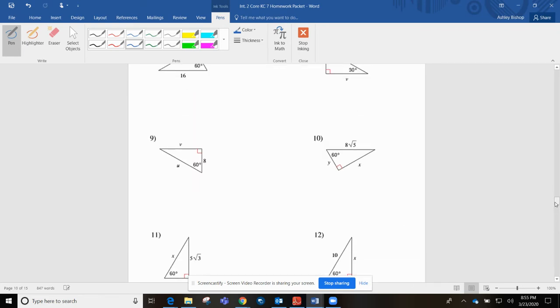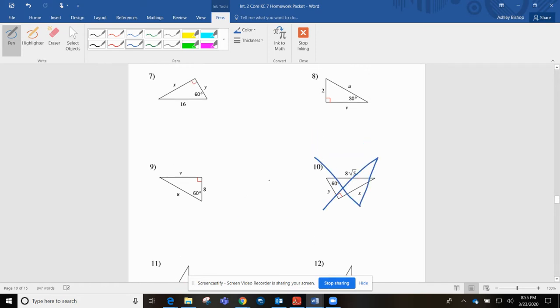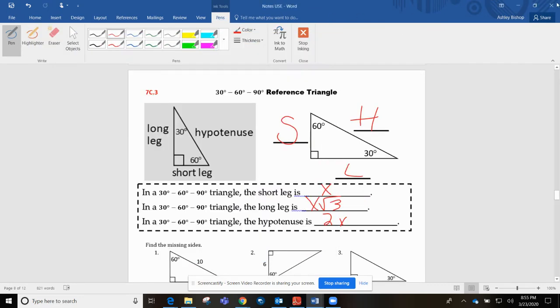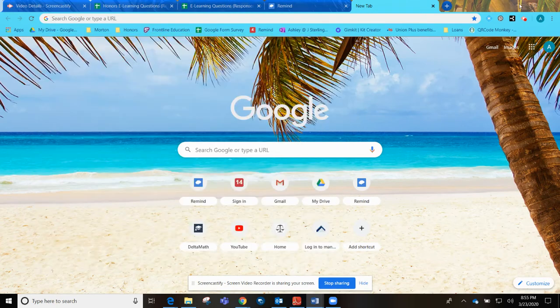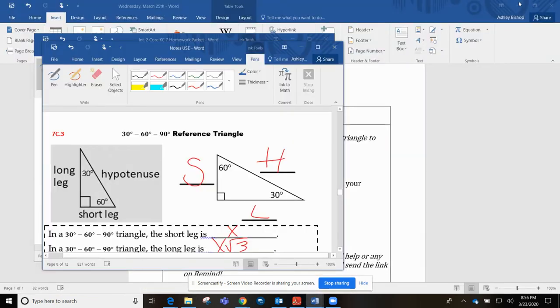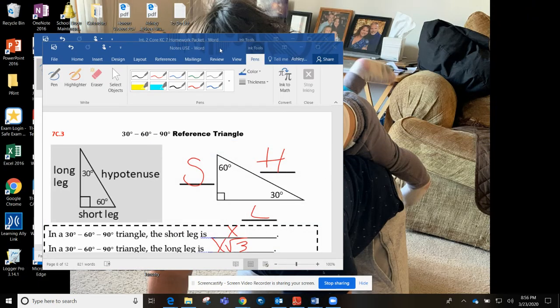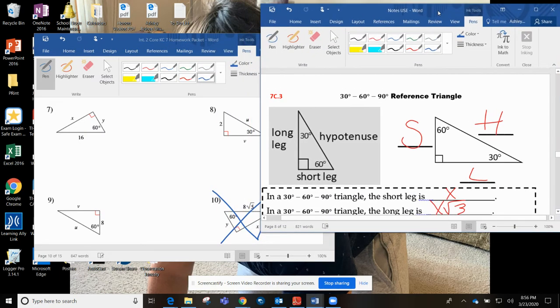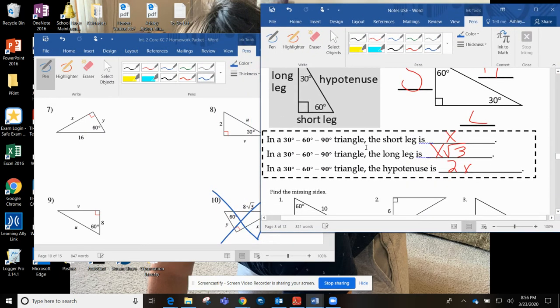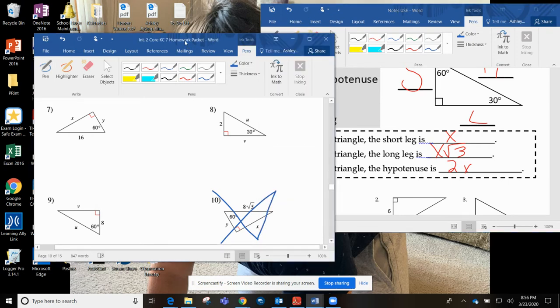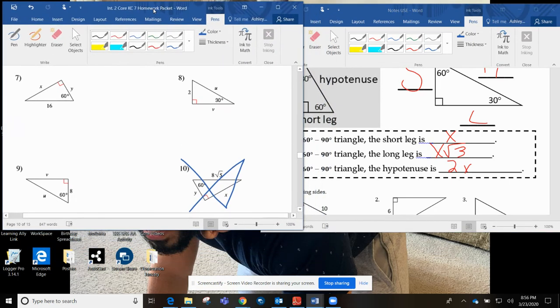I am on page 10 in your homework packet, by the way, so please be following along. That's also said in the assignment, so make sure we're there. And so we're just doing some practice problems with 30, 60, 90. And you want to have your notes out from the other day, so we filled out these rules. We filled out these rules about the short leg, the long leg, and the hypotenuse. And so you should have those right next to you.